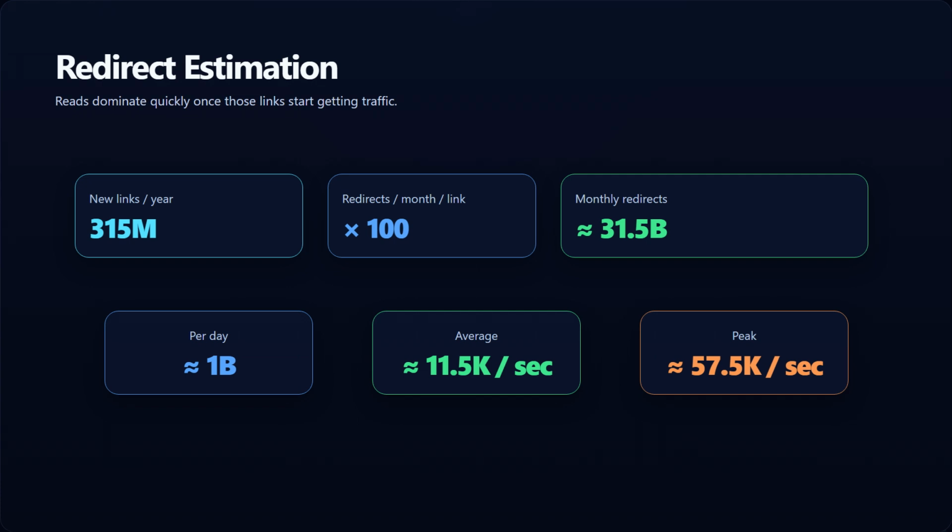Creating the short link is the easy part. The expensive part is what happens after that link gets shared everywhere. Redirect traffic can be way bigger than creation traffic, which means reads are going to dominate latency, cost, and scaling pressure. And that tells us exactly what part of the system we need to optimize first.